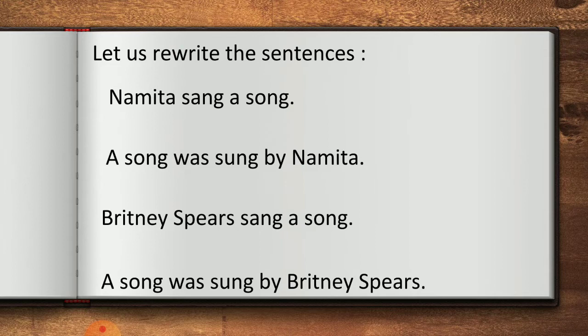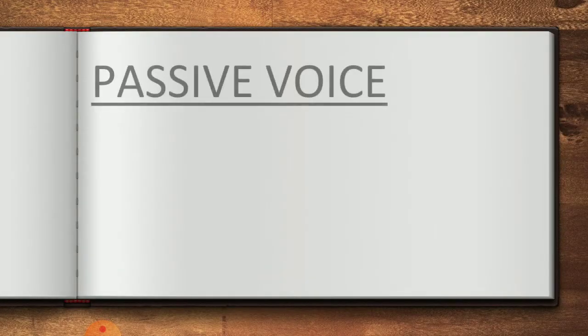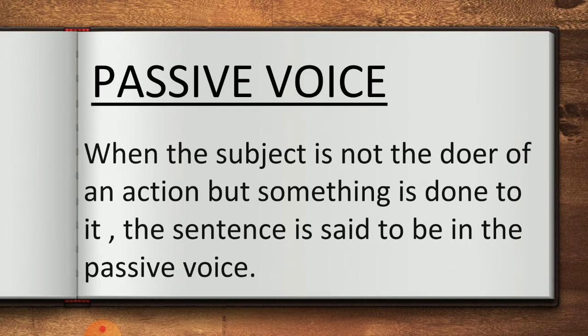Here, a song is the subject and it is not the doer of the action. So, these sentences are in the passive voice. Here, the action rather than the doer is emphasized. So, when the subject is not the doer of an action but something is done to it, the sentence is said to be in the passive voice.